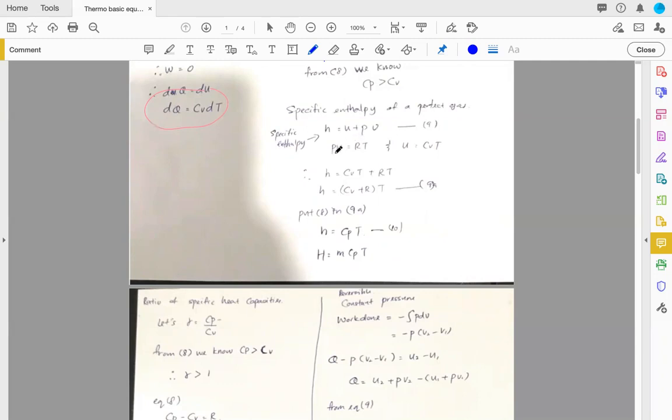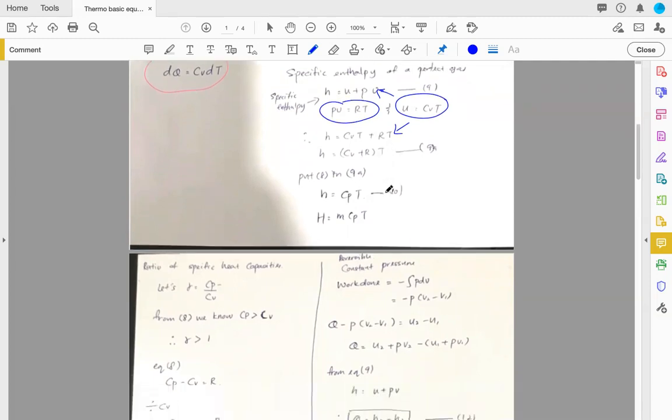So we know that PV equals RT. We also know that U equals CvT. So we put these two equations inside here, right? And then you can have this equation: H equals (Cv plus R) times T.